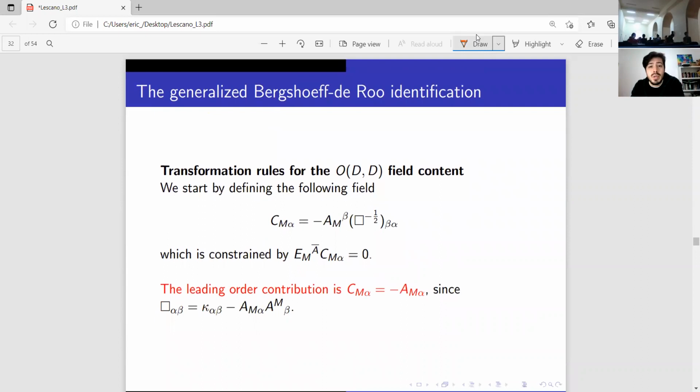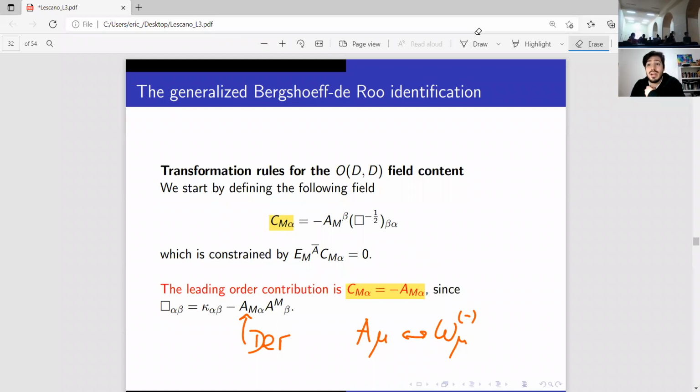So the transformation rules for the O(D) field content can be written in terms of this field. Instead of using the A field, we can use this C field. It's mainly the same. At leading order, both fields are exactly the same because you need to think about these gauge fields as derivatives. Recall that in the Bergshoeff-de Roo identification, we were identifying the gauge field with a spin connection with torsion, and this spin connection with torsion contains one derivative. So our gauge field, in some sense, is related to a derivative.